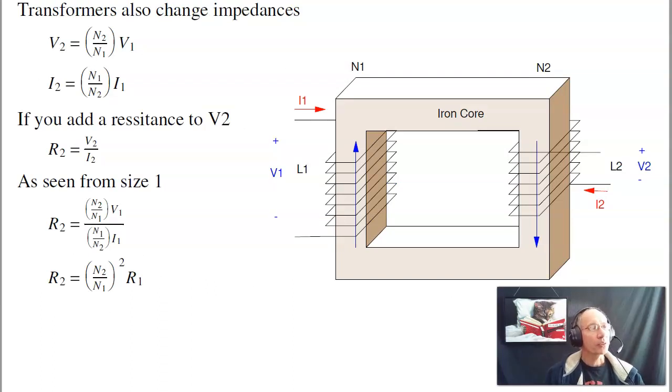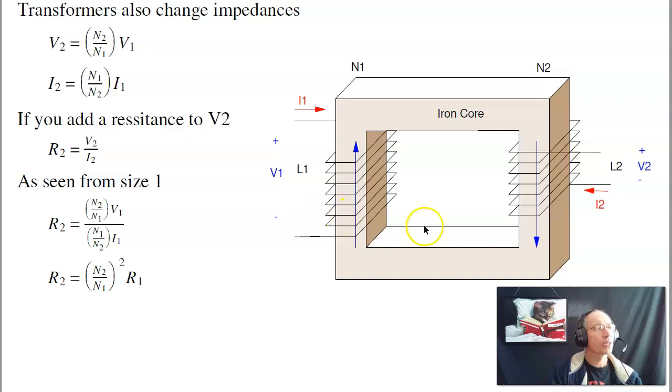Transformers also change the impedance. If I look at a transformer, the voltage on the secondary side is N2 over N1 times V1. The current is N1 over N2 times I1. The resistance is voltage over amps. If I have a resistance on side 2, V2 over I2, then seen over here on the left on side 1 is going to be N2 over N1 squared times R1.